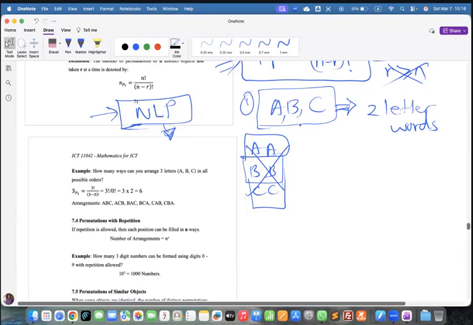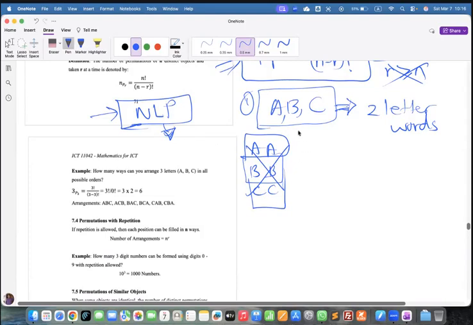It's 3P2. So 3 factorial over 1 factorial. It should be 6, I think. What about others? 6. Just think and tell me the answer, then I will explain. Those who found it, can you write all 6 words?